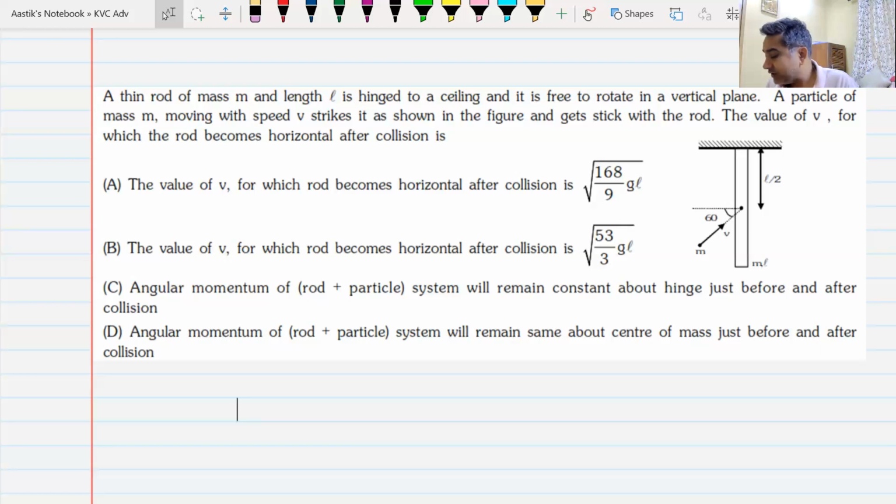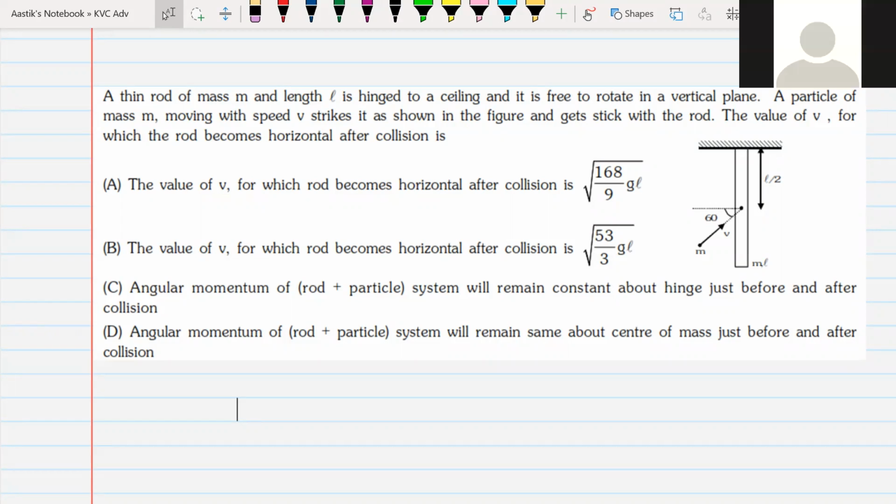Okay. So out of C and D, which option is correct? You can say that it's a multiple choice question. So out of A and B, one option is correct probably. And out of C and D, one option is correct. Yes or no? Which option is correct from C and D? C, sir. It will remain constant about the hinge.